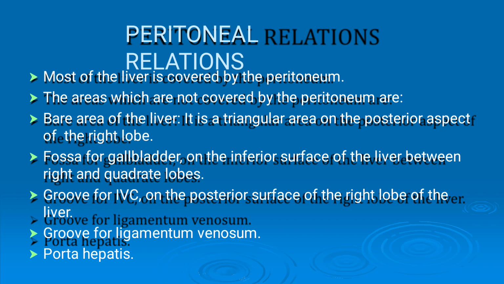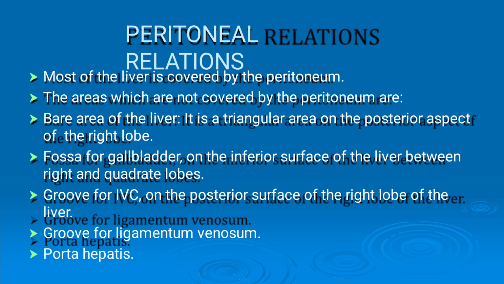The groove for the ligamentum venosum and the porta hepatis are also uncovered. Every aspect should be covered by peritoneum, except the bare area of the liver, the fossa of the gallbladder, the groove for the inferior vena cava, the groove for the ligamentum venosum, and the porta hepatis, which are not covered by peritoneum.